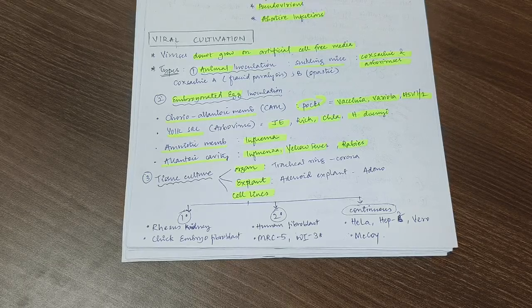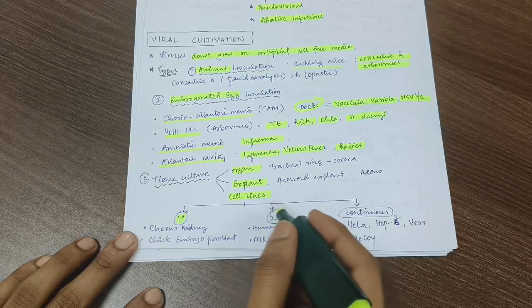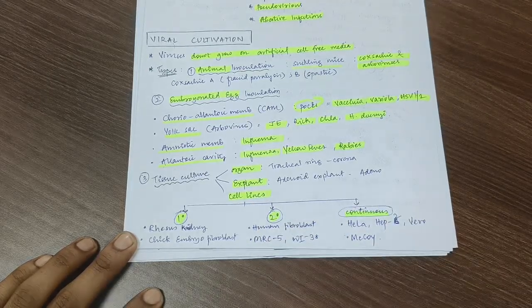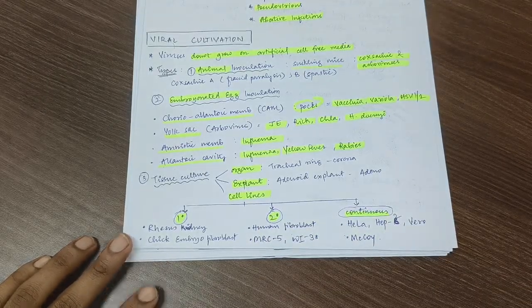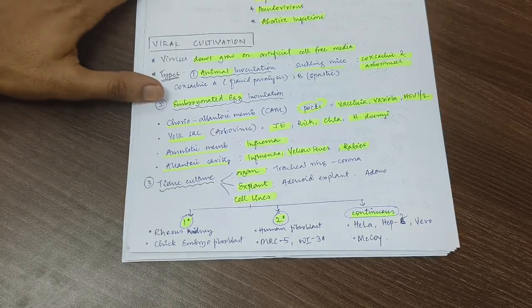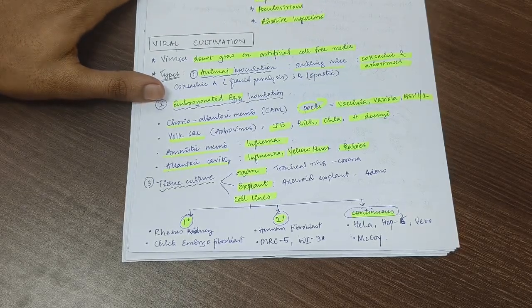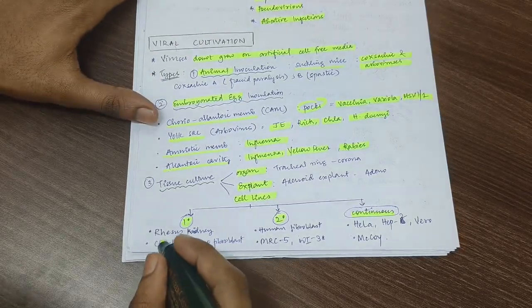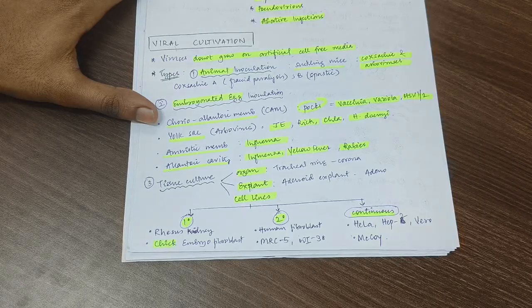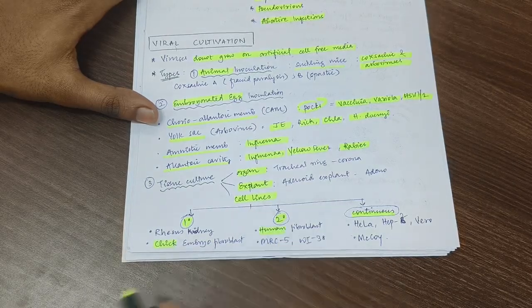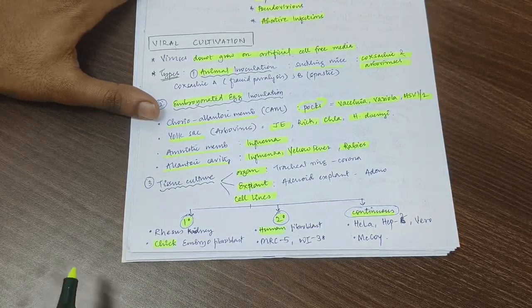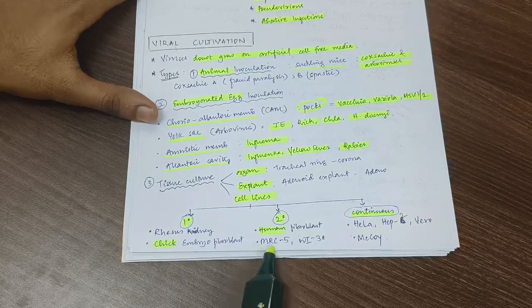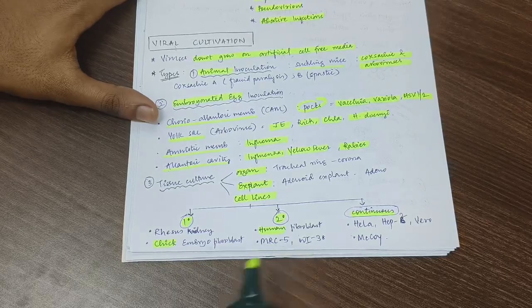In the cell lines there are three: primary, secondary, and continuous. In primary you use the rhesus kidney cell line and chick embryo fibroblast, whereas in secondary you use the human fibroblast. You can remember them as MRC5 and WI38.